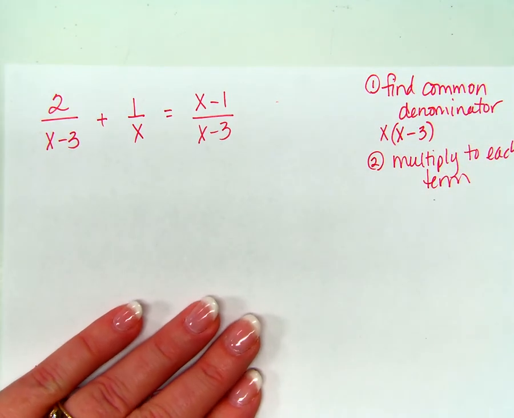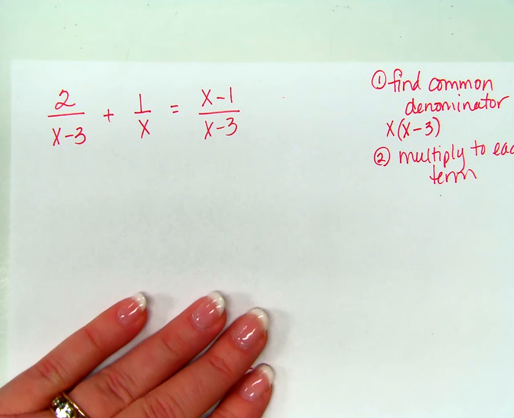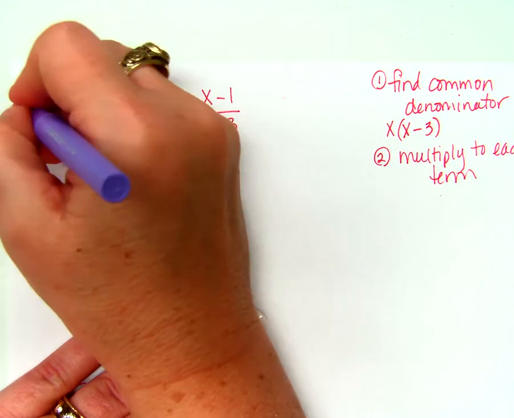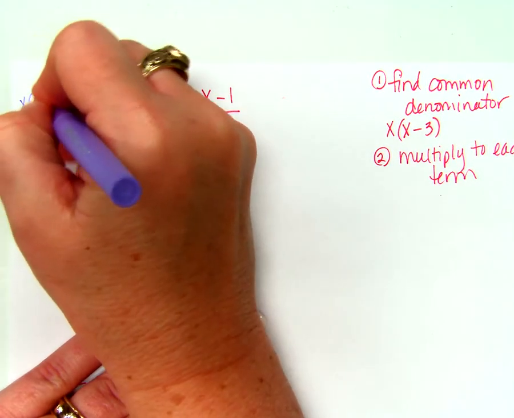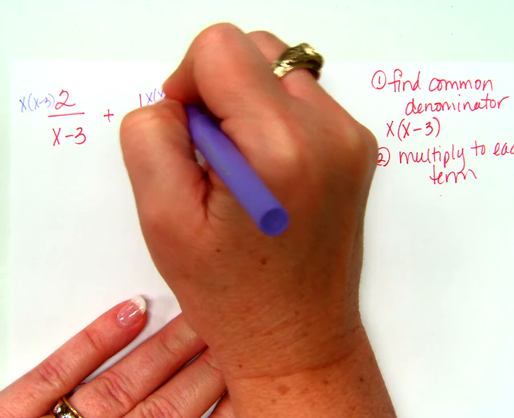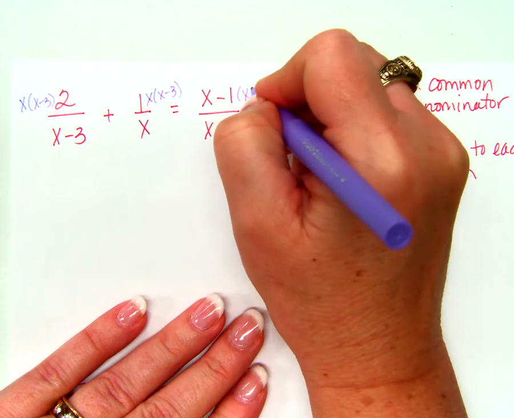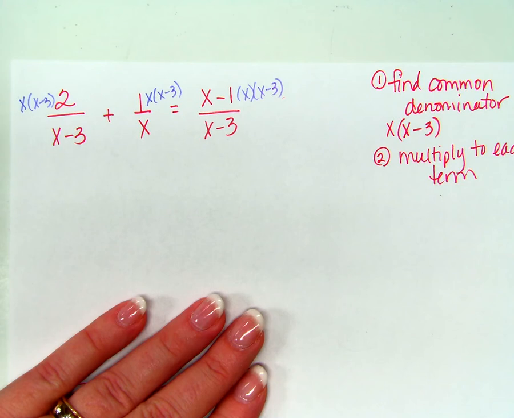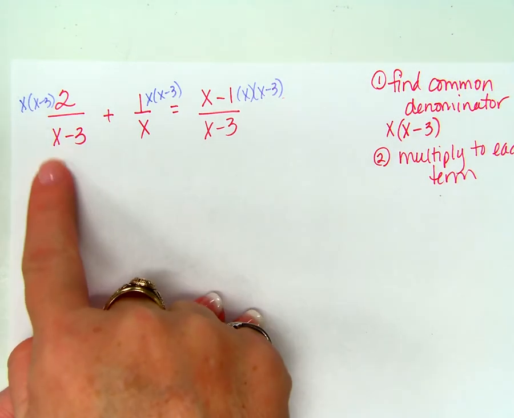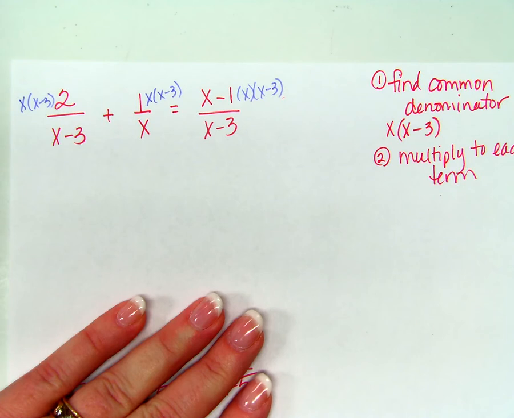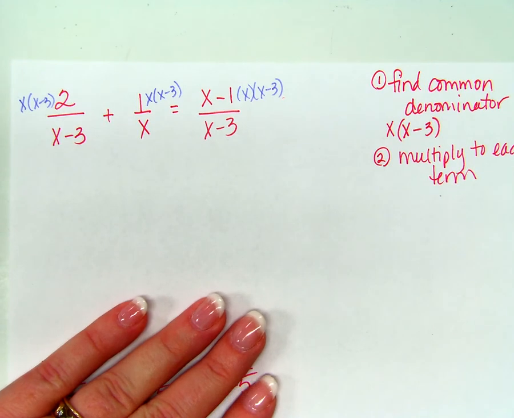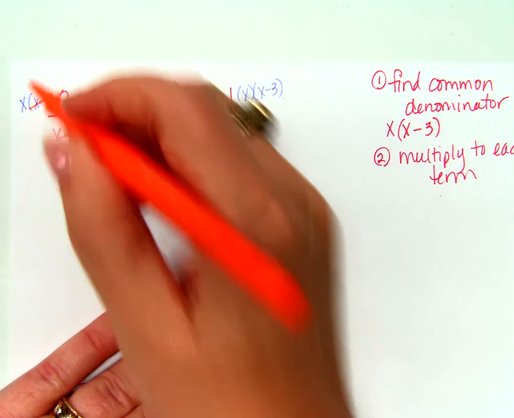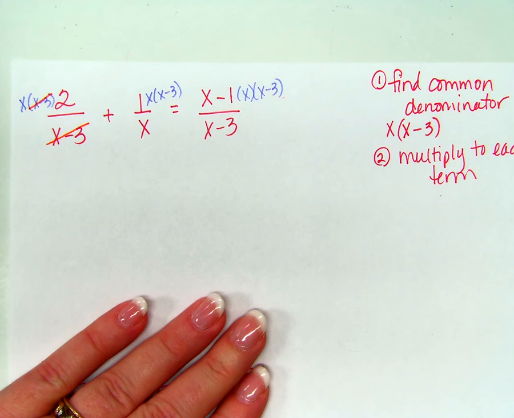This is where we get to be the denominator assassin. You better watch out. X times x minus 3. X times x minus 3. X times x minus 3. So just look at this first term. What happens? X minus 3's eliminate, right? They simplify to 1. And what do I have left? 2x.